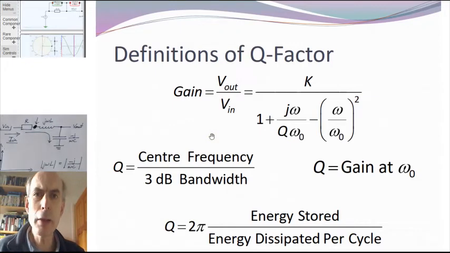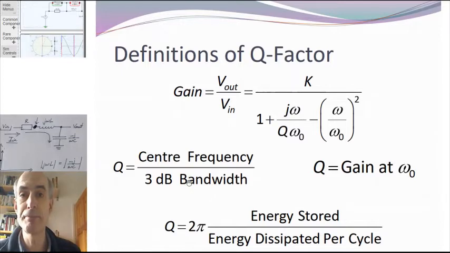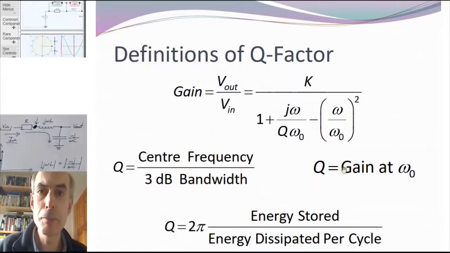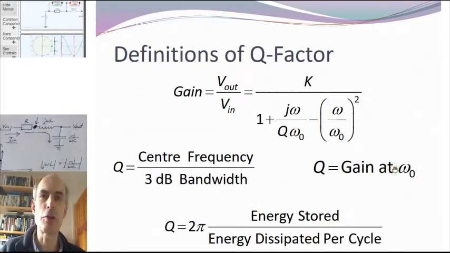Now, just a reminder of definitions of Q factor. It comes originally from this form of writing the denominator of a second order frequency response. But for a bandpass filter, the Q can also be determined by taking the center frequency and dividing by the 3 dB bandwidth. For a low-pass filter, or indeed for a high-pass filter, where the output is taken across the capacitor or across the inductor, then the Q is equal to the gain at the resonant frequency, and that's the voltage gain, not the gain in dBs.